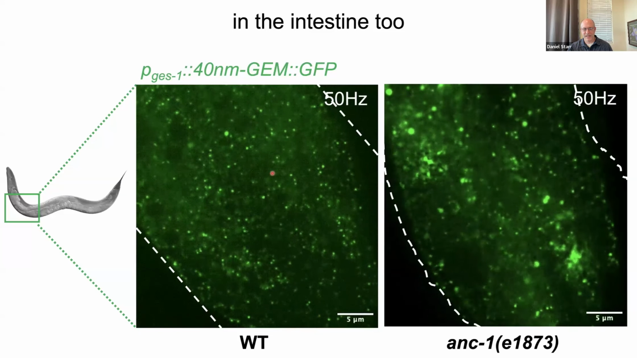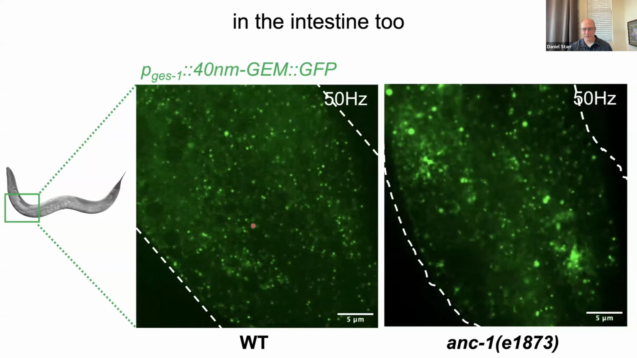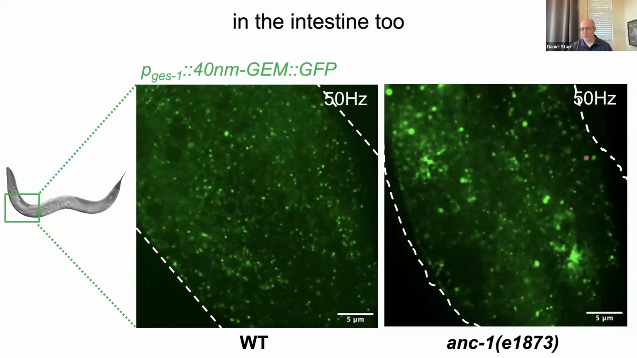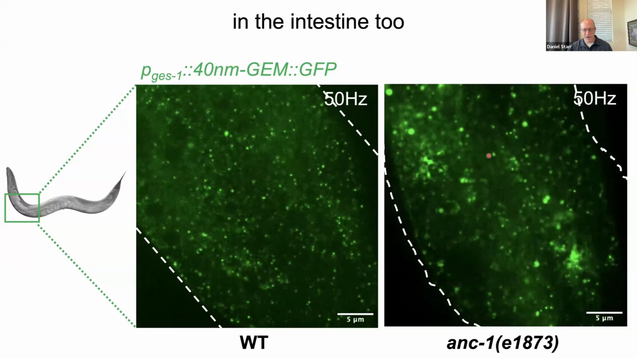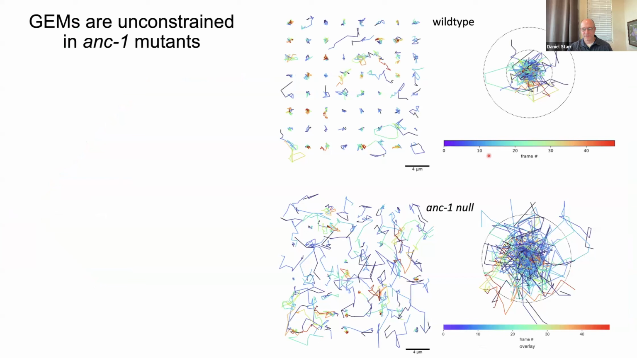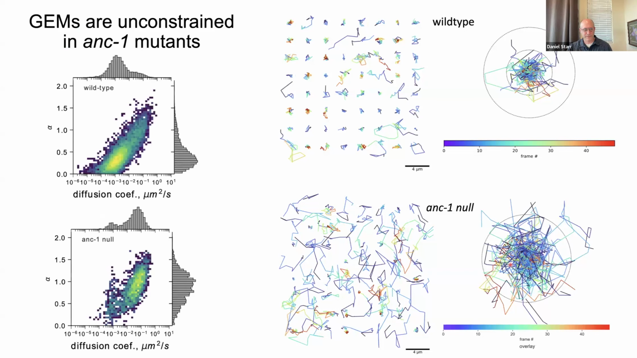So here it is in an intestine. In wild type, they're barely moving around, and in an ANK1 mutant, they're moving around a lot more. But we want to quantify this. So first we see the hairball plots. In wild type, most particles aren't moving very much, but you can see in ANK1, they're all moving a lot more, and this hairball plot is a lot more of a mess, suggesting there's a lot more movement in an ANK1 mutant. So let's plot each gem's alpha over the diffusion coefficient.